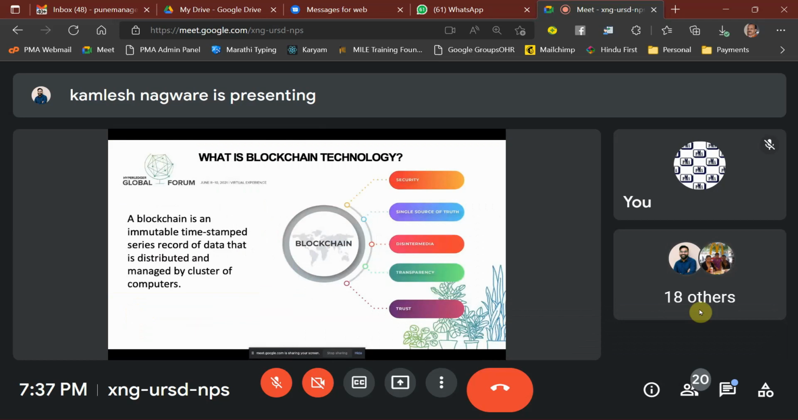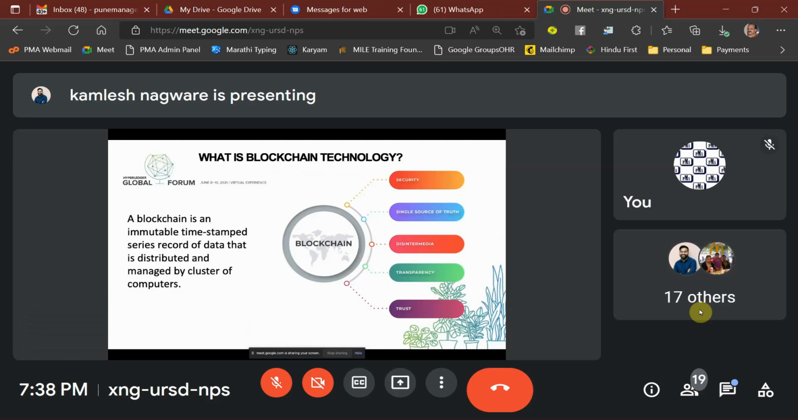First, let's understand what blockchain is. Blockchain is simply an immutable, timestamped, serial record of data that provides security, a single source of truth, removal of the intermediary, transparency, and trust. These are the five basic features and benefits of blockchain.